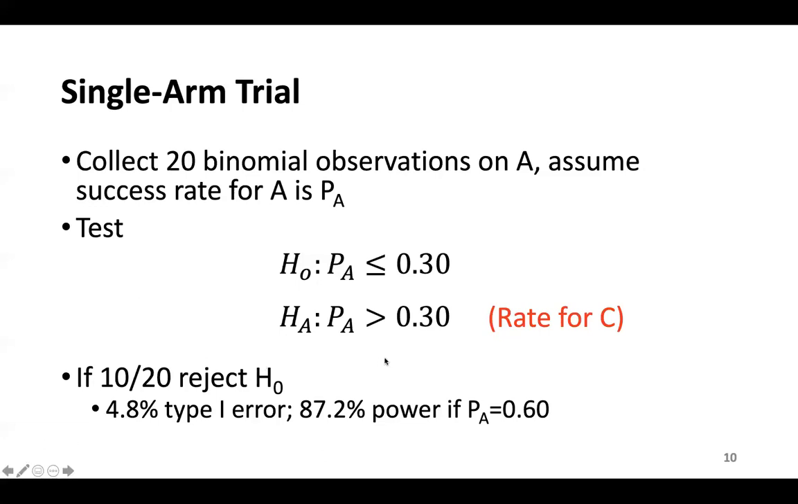This is a standard calculation you'll see done for a trial like this. We've got type 1 error control. We've got 87% power. We've actually used the historical data to construct the 30%. If this test has any relevance whatsoever, it's because we think the control would have this 30% success rate. The issue is that 30% might not be right.